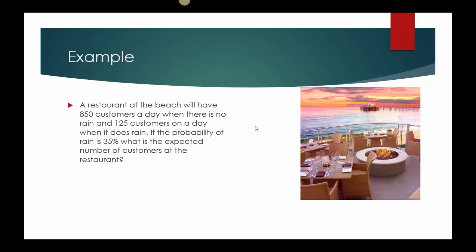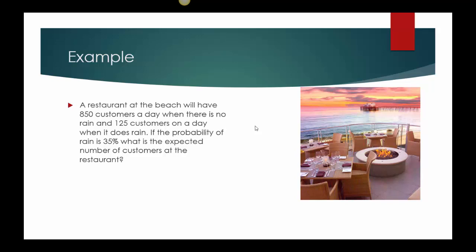So let's try to apply this to some scenarios that would help us make sense of this new idea. Here I have a restaurant on the beach. It will have 850 customers a day if there's no rain, and 125 customers on a day it does rain. If the probability of rain is 35%, what's the expected number of customers at the restaurant? All right. So I have two outcomes: rain and not rain, and I have the probabilities of each, which is 35% for rain, which means the probability of not rain would be 65%.